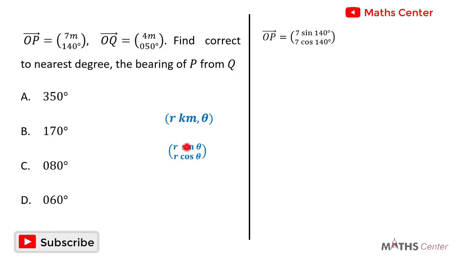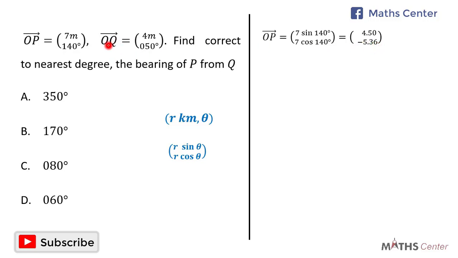So the magnitude times sine of the direction will be the x component. And then the y component will be 7 cos 140 degrees: the magnitude, which is 7, times cos of the direction, which is 140 degrees. This will give us 4.50 as the x component, and the y component is negative 5.36.